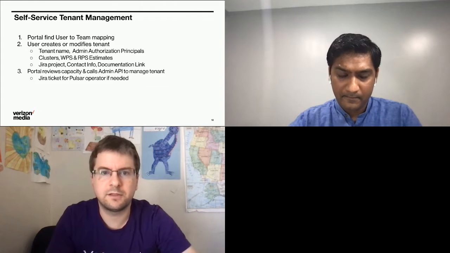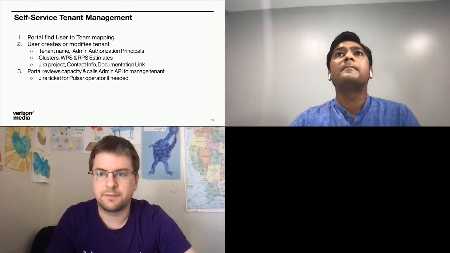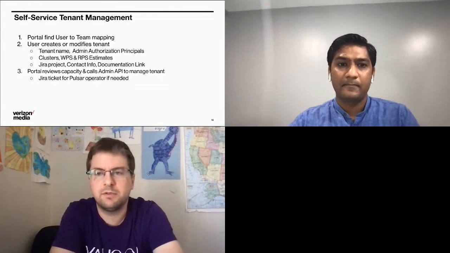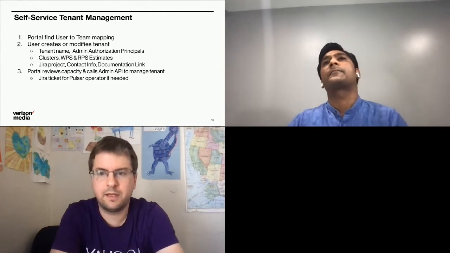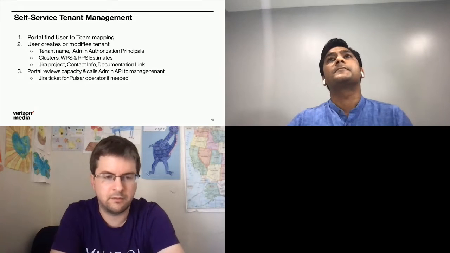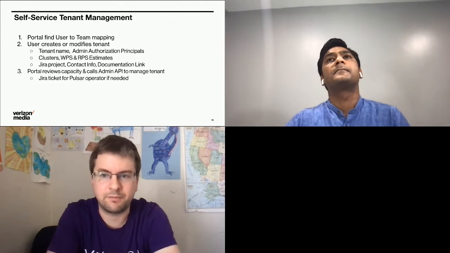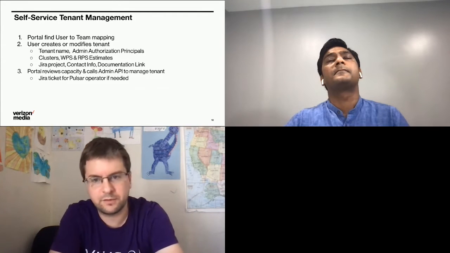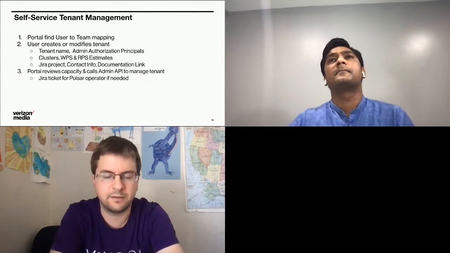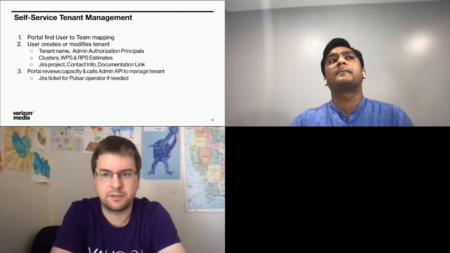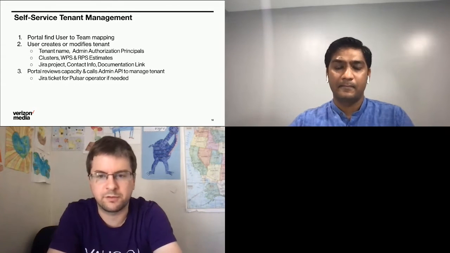When a user logs into the portal, it determines the user's team and shows them their team's tenants, of which they can have multiple, or lets them create a new tenant belonging to that team. If their capacity ask is below a threshold and we have enough cluster capacity available, the tenant is automatically created. If their ask is too large, the portal creates a JIRA ticket for us as operators to review.